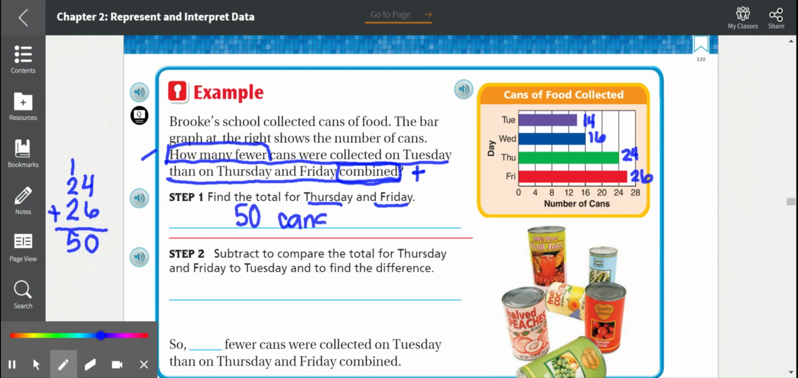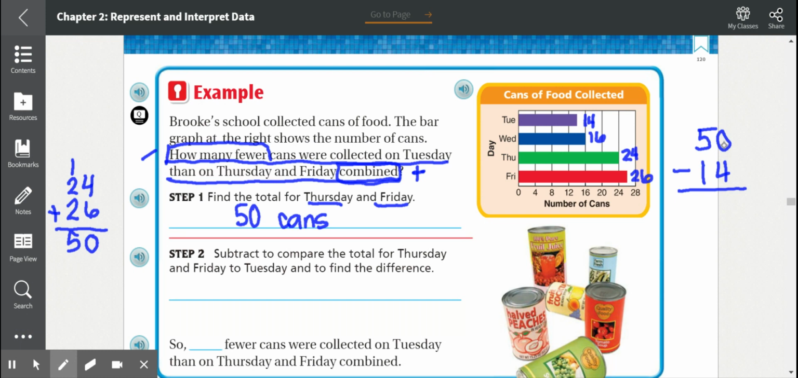Okay, now we're not done because now we want to compare that to how many were collected on Tuesday. So now we're on to step 2. Subtract to compare the total for Thursday and Friday to Tuesday. So now over here, I'm going to write down 50. That's 50 cans for Thursday and Friday, and subtract Tuesday's, which is 14.